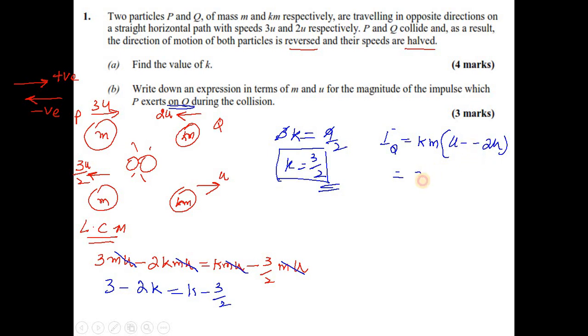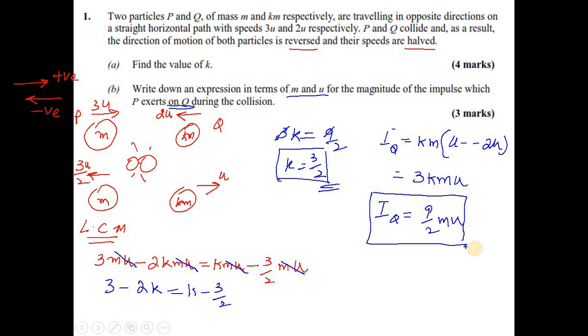You simplify this, so minus minus becomes plus, so 3kmu. This is the impulse in terms of k, m and u, but you need to give the answer only in terms of m and u, so you replace the value of k. So IQ is equal to 3 times 3 by 2, since k had value 3 by 2, so 9 by 2 mu. This is the impulse on Q exerted by P.